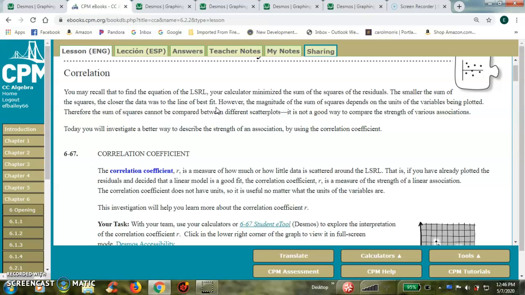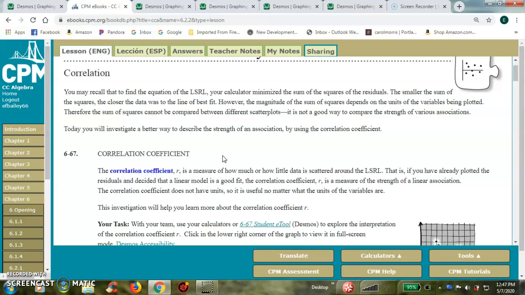All right, continuing on here. However, the magnitude of the sum of squares depends on the units of the variables being plotted. Therefore, the sum of squares cannot be compared between different scatter plots. Okay, that's the key right there. We can't use the LSRL to compare between two different scatter plots. We can find the best line of fit for one scatter plot or one set of data, but we can't compare the strength of that line with another line. So that is where the correlation coefficient comes in.